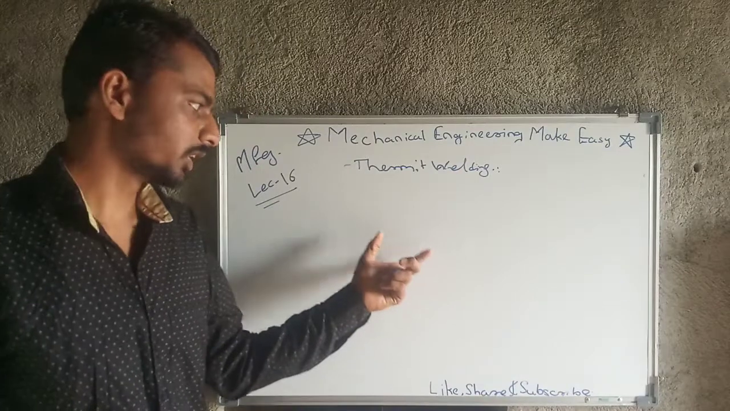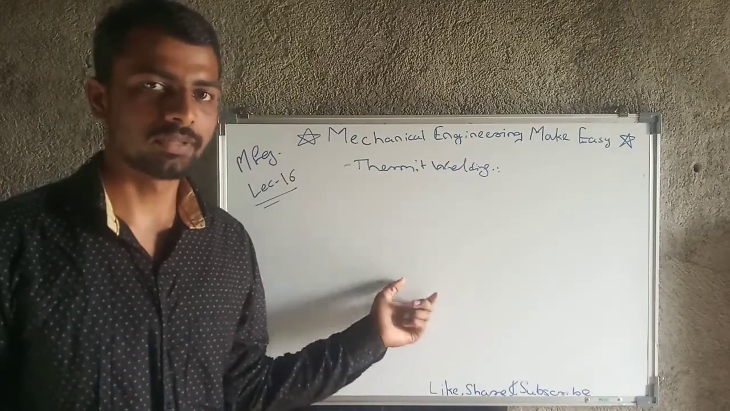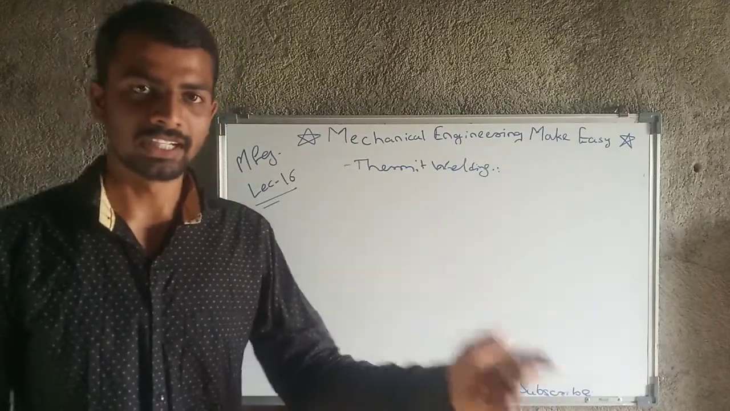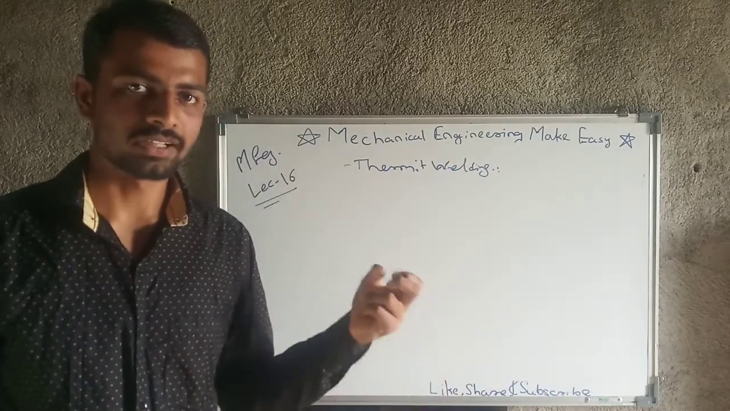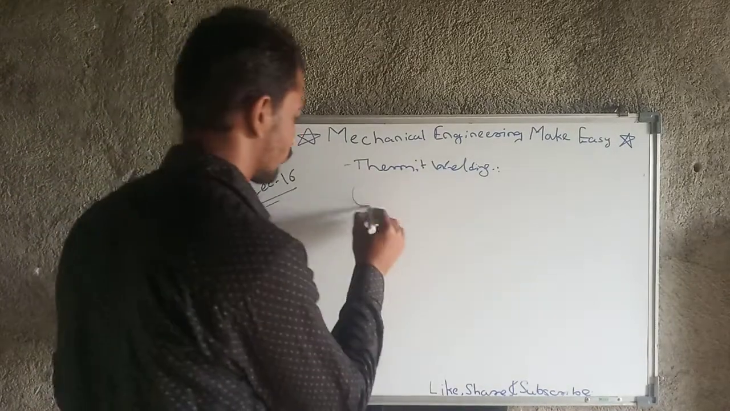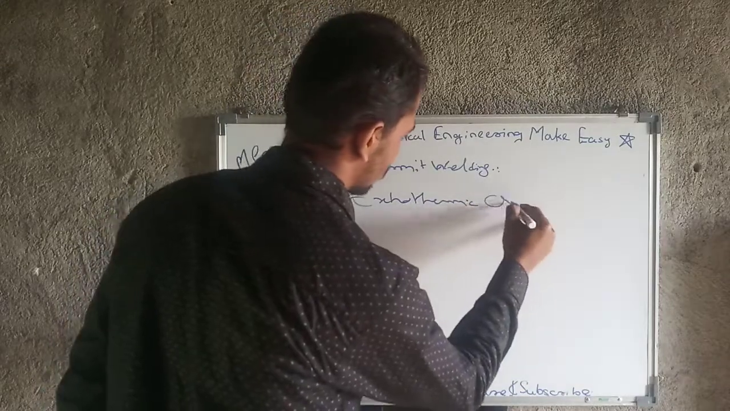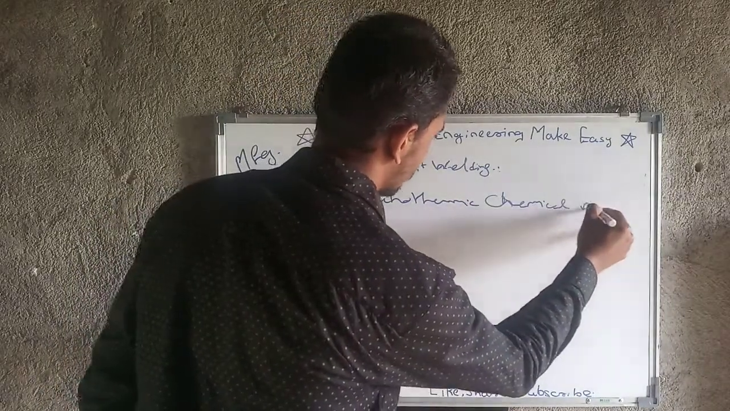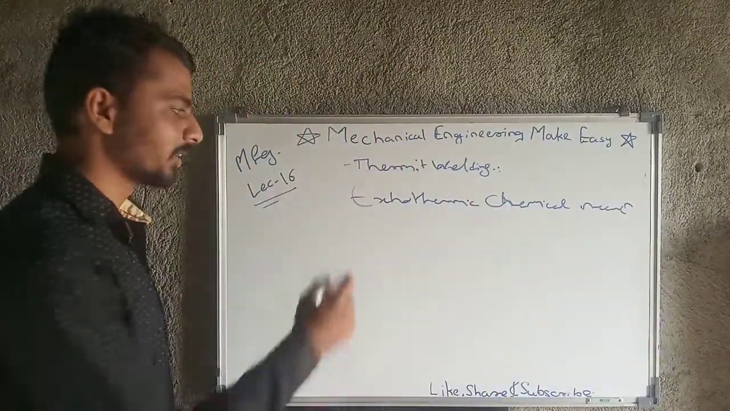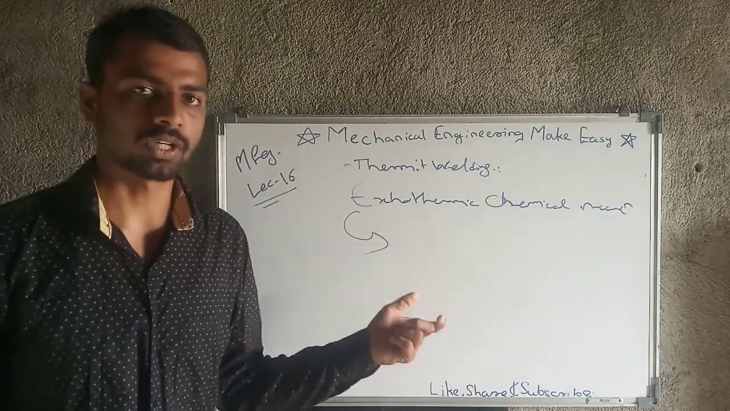If you have studied chemistry up to 12th, exothermic reaction means heat is liberated from the reaction, and if the reaction is endothermic, then heat is taken from outside into the reaction. So an exothermic chemical reaction will happen, the heat will be taken from this reaction, and the joint will be formed. That is nothing but thermit welding. As simple as that.